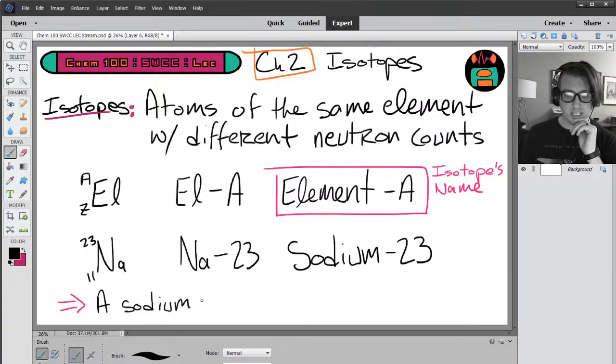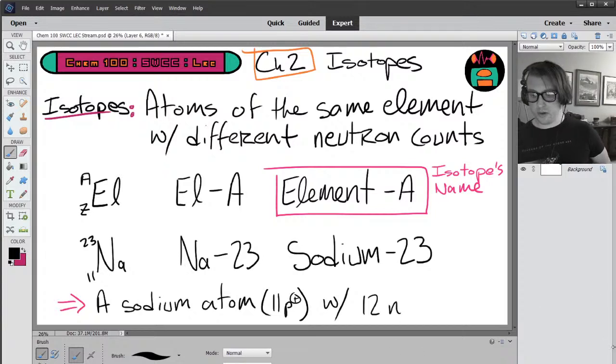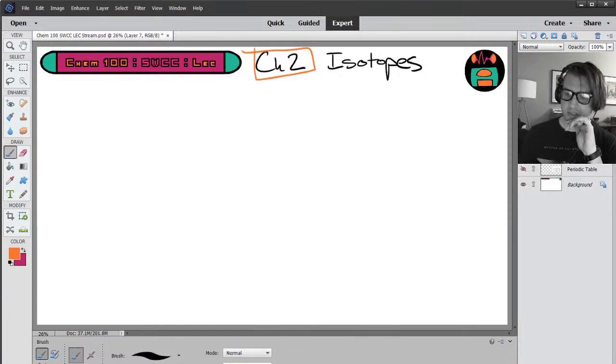If you look it up on the periodic table, sodium has an atomic number of 11. That means it has 11 protons. This is a sodium atom with 11 protons and 12 neutrons. Because remember, the mass number is the sum of protons plus neutrons. Protons plus neutrons equals the mass number. All right, so let's throw a couple examples up here.